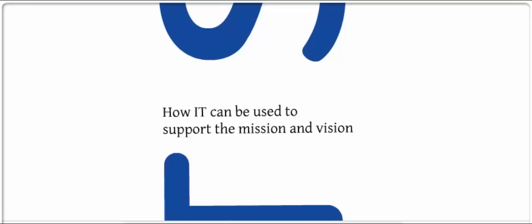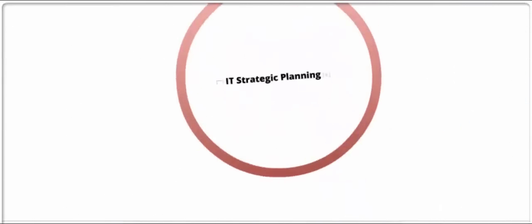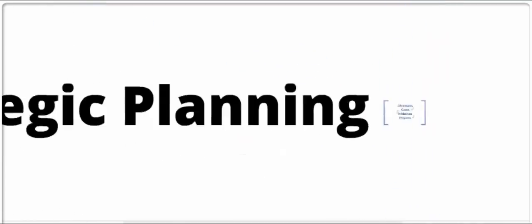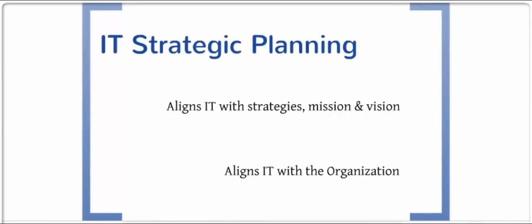Now finally, what is strategic planning? IT strategic planning is a process of bringing to life the IT strategy. Through IT strategic planning, the CIO sets goals that serve as objectives, initiatives that serve as medium-term targets, and projects that serve as tactics. IT strategic planning aligns an organization's IT with its business strategies, its mission, and its vision.